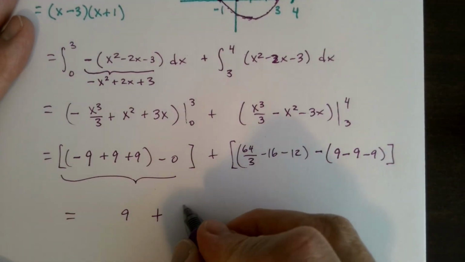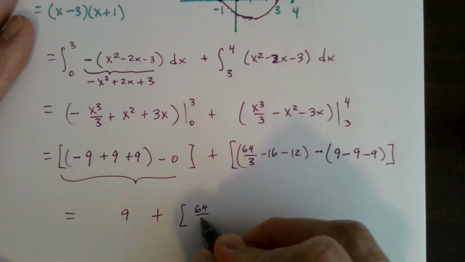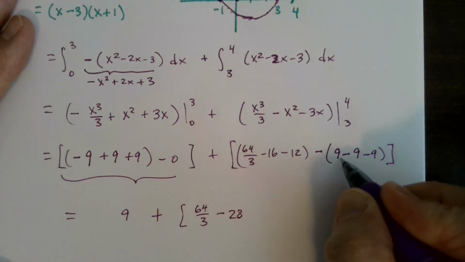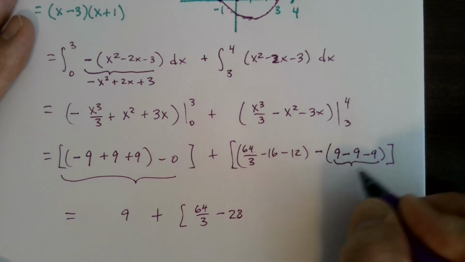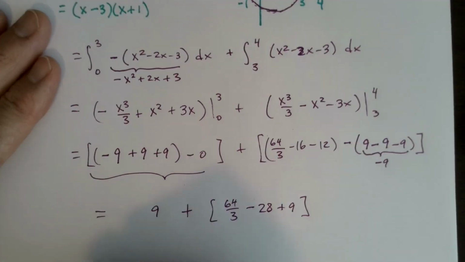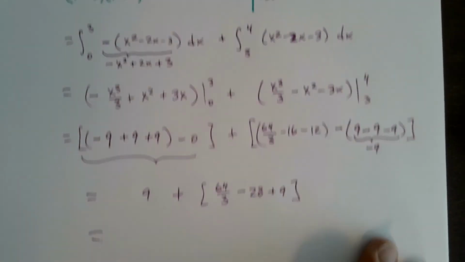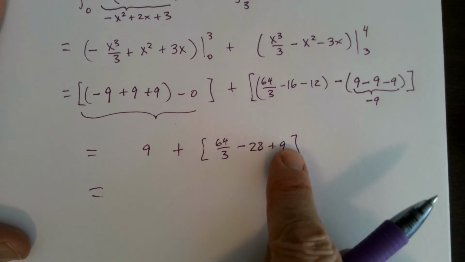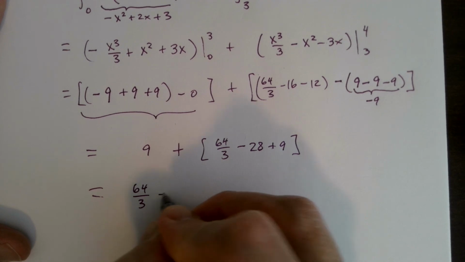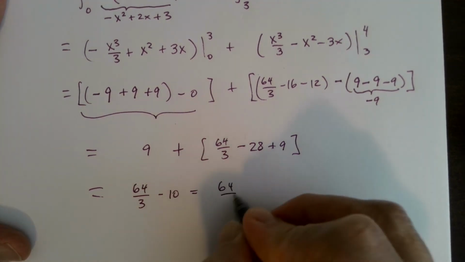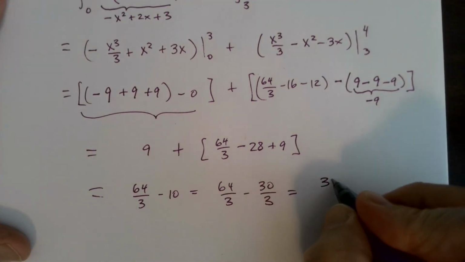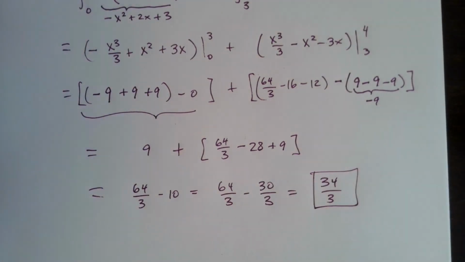Over here we get what? Let me leave that 64 thirds there for a second. I get minus 16 minus 12, that's negative 28. Minus 9. 0 minus 9 is negative 9. Minus negative 9 is plus 9. And finally I can finish this off. 9 plus 9 is 18. 18 and negative 28 is negative 10. So I get 64 thirds minus 10, which is 64 thirds minus 30 thirds. 64 minus 30 is 34 thirds. And there's your answer.